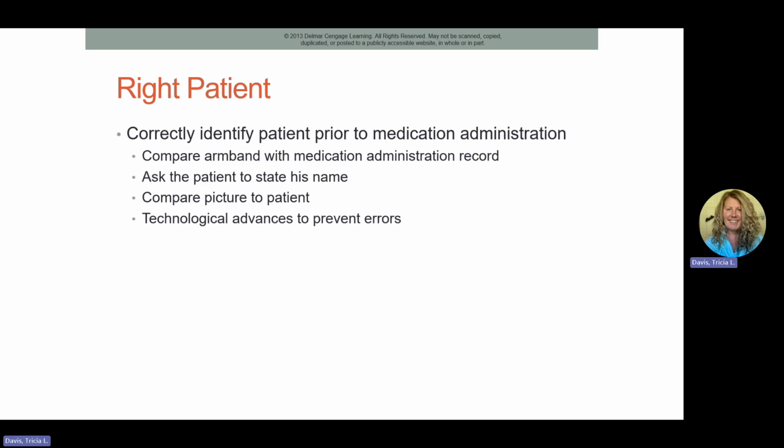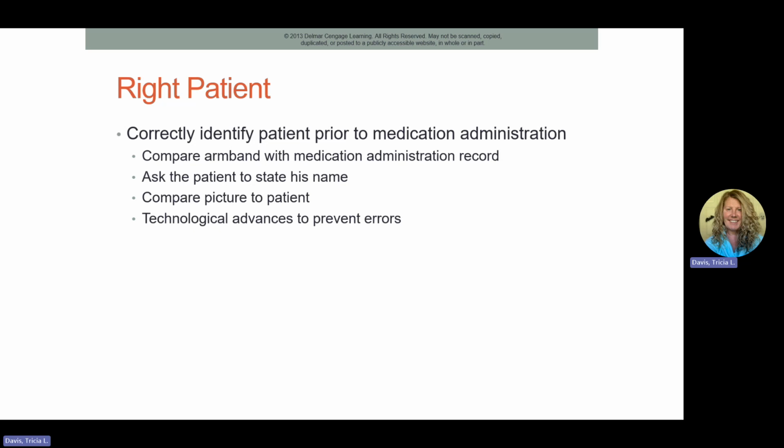So the right patient, we have to correctly identify our patient prior to medication administration. We always want to compare the patient's armband with the medication administration record on the computer. We always want to ask the patient to state their name and their date of birth. If they have a picture, we can compare that picture to the patient, okay? All of these technological advances are set up for us to prevent medication errors.